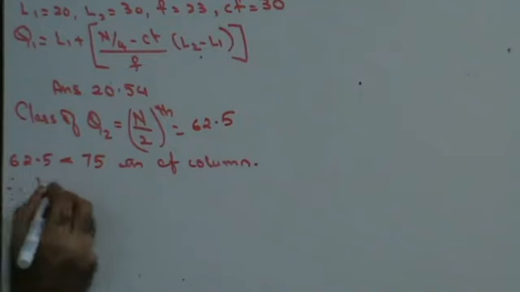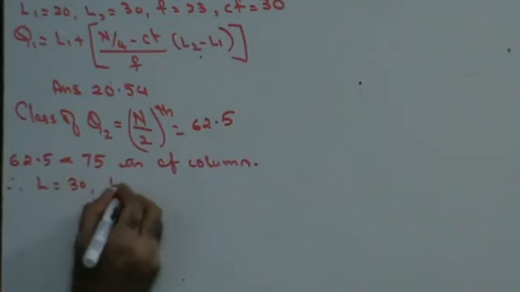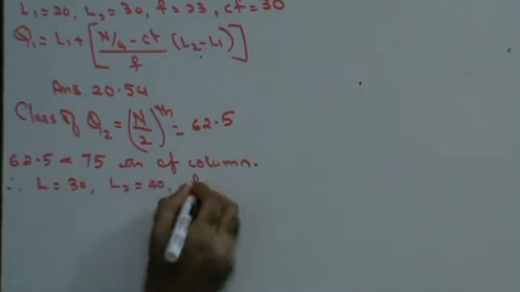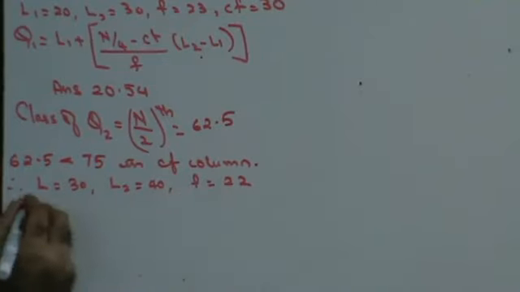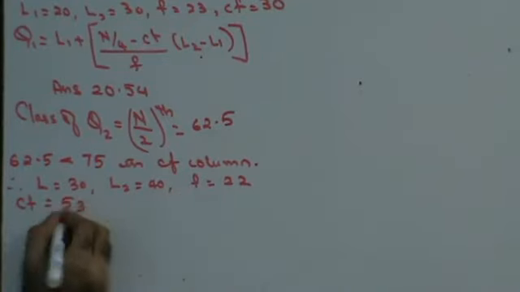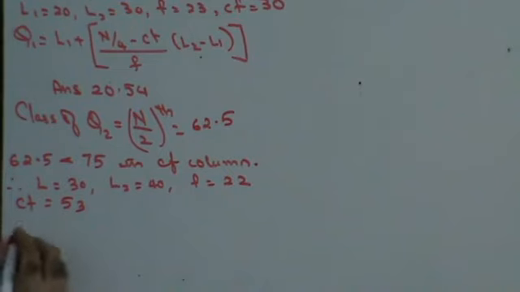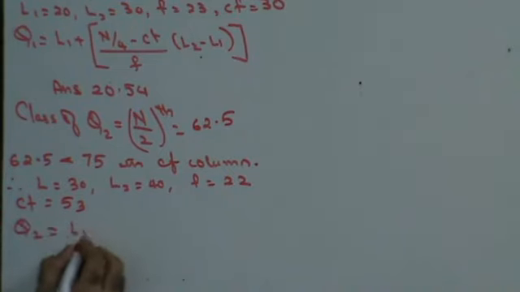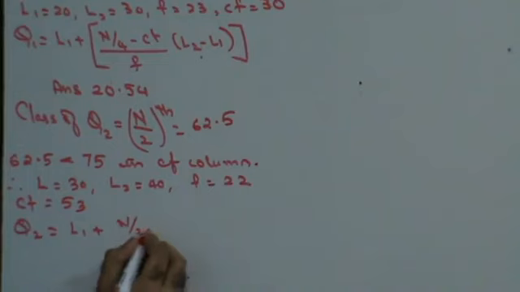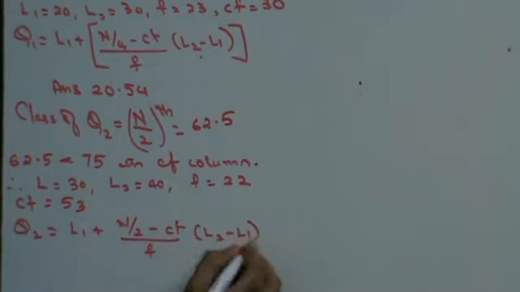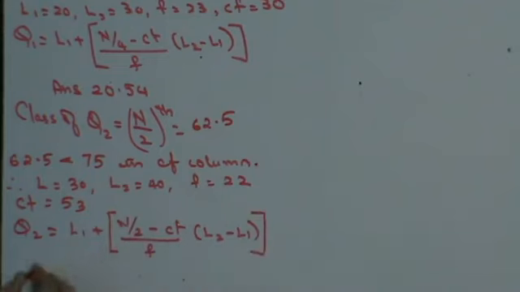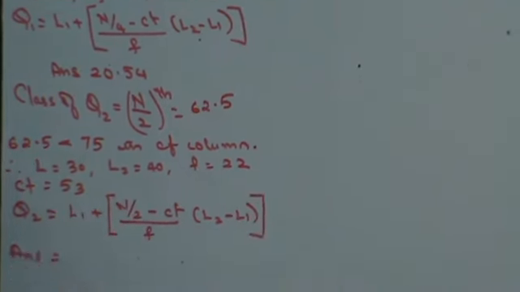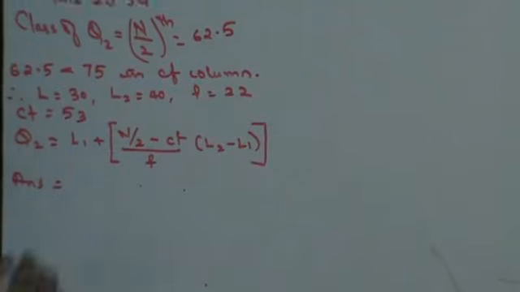Therefore, I can say that L1 is 30, L2 is 40, F is 22 and CF is going to be the number above this, that's 53. Once you have this, then you can find out Q2: L1 plus (n by 2 minus CF) upon F times (L2 minus L1). You can substitute your values and get the answer. The answer for this should come out to 34.31.